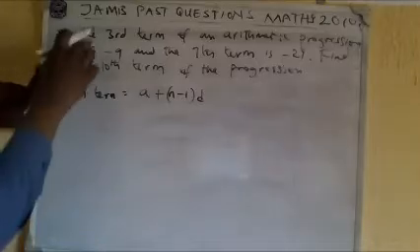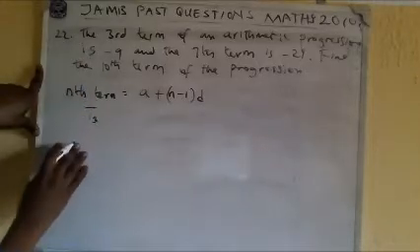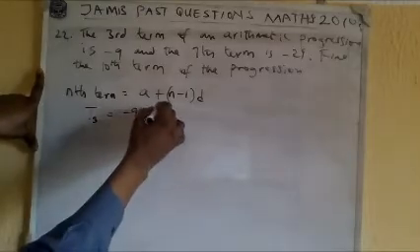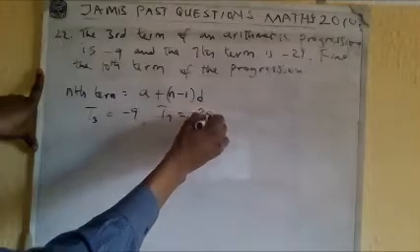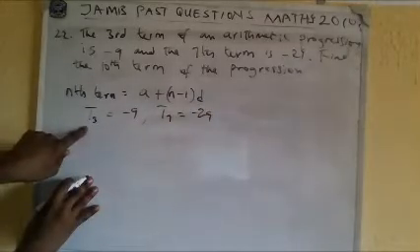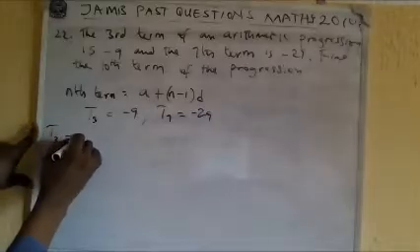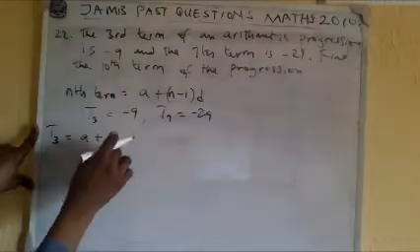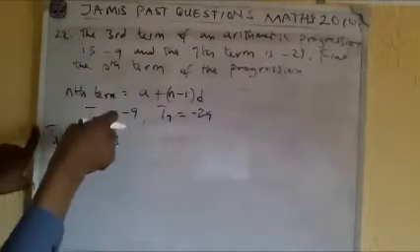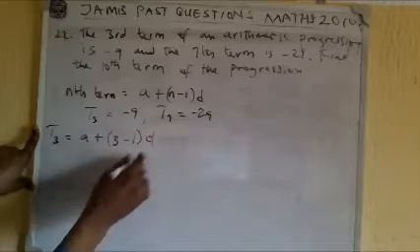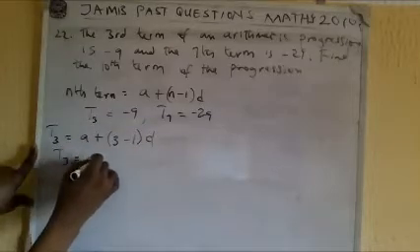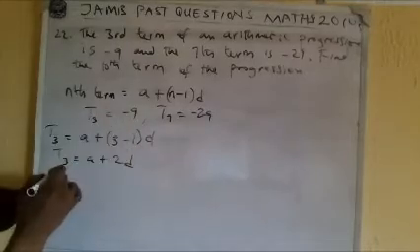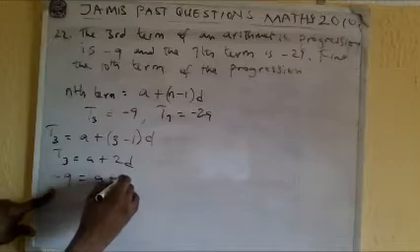So for the third term, let me call it T3. The third term is -9. And the seventh term, T7, is -29. T3 has its own formula. T3 is equal to a plus n minus 1, then d. For T3, n is 3, because the number of the term is 3. So the formula for T3 is a plus 3 minus 1, which is 2d. We're given the third term already as -9, so -9 is equal to a plus 2d.